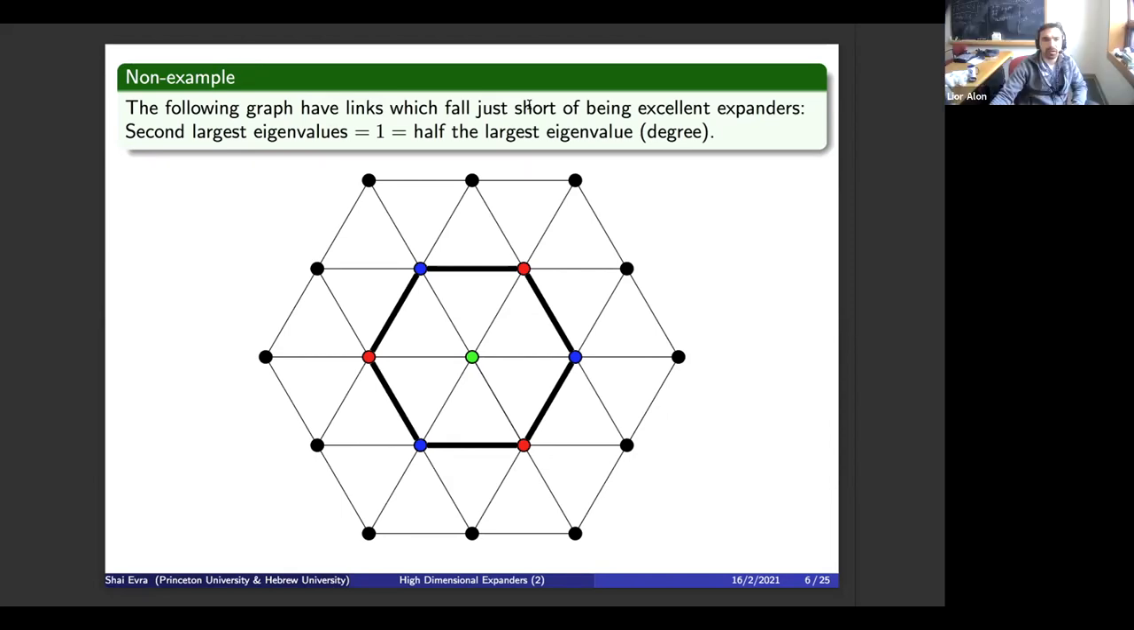Wait, so when you say the largest eigenvalue of what and the degree of what? Yeah, so if you look at the graph here comprised of the blue and red vertices, the six-cycle. Just so, the pentagon itself, okay. Yeah, so this is just a graph, a two regular graph, and it has eigenvalues, and the largest eigenvalue is the degree.